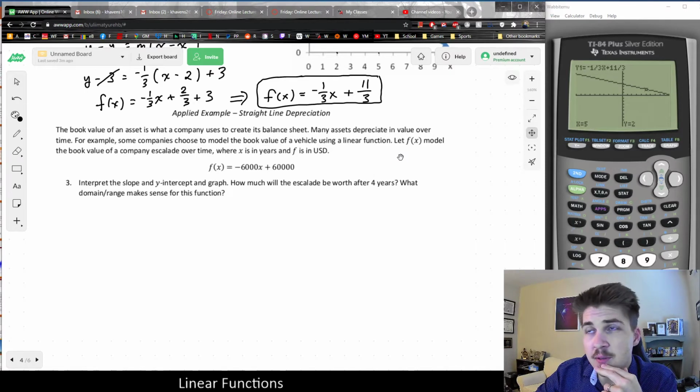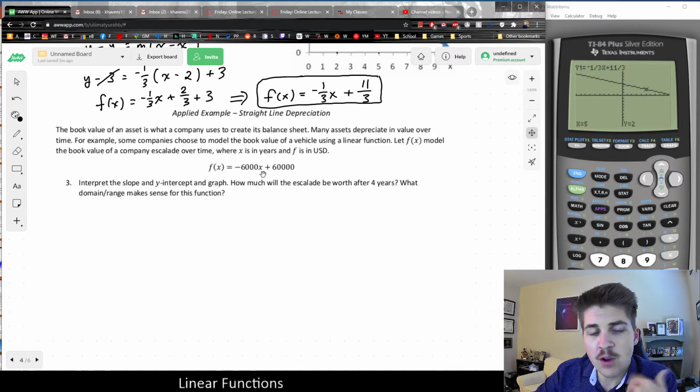Let f of x model the book value of a company Escalade over time, where x is in years and f is in USD. So basically, x is going to be our independent variable, which is going to be the time, basically how long have we owned that Escalade for, and f will be the resulting value. So it's like f is its value at time x. And we're given the formula for that, negative 6,000x plus 60,000. And what we're asked to do is interpret the slope and y-intercept and graph. How much will the Escalade be worth in 4 years, and what domain and range makes sense for this function?